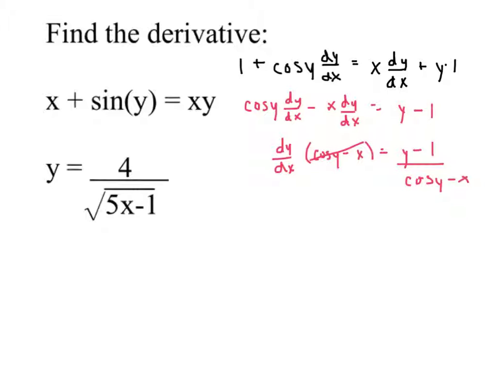Okay. Next, I would start by rewriting this as 4 multiplied by 5x minus 1 to the negative 1/2. The reason this is going to work so well is because the numerator is a constant. If this were a function, let's say there was like an x here, it was 4x, I would do this then with quotient rule.